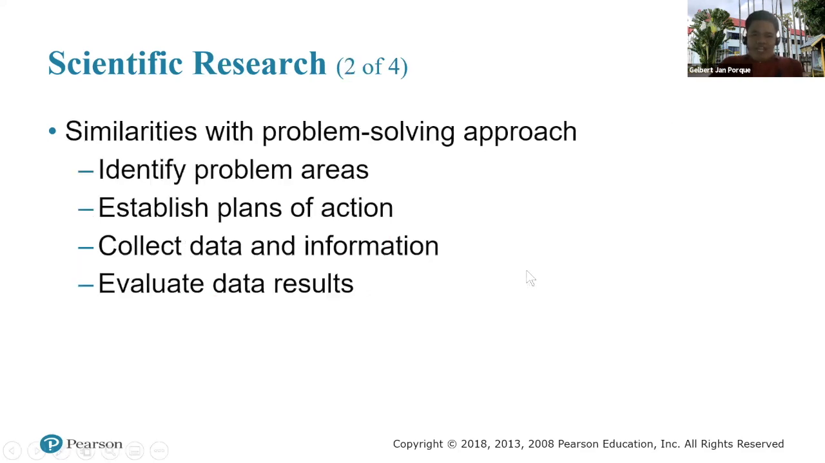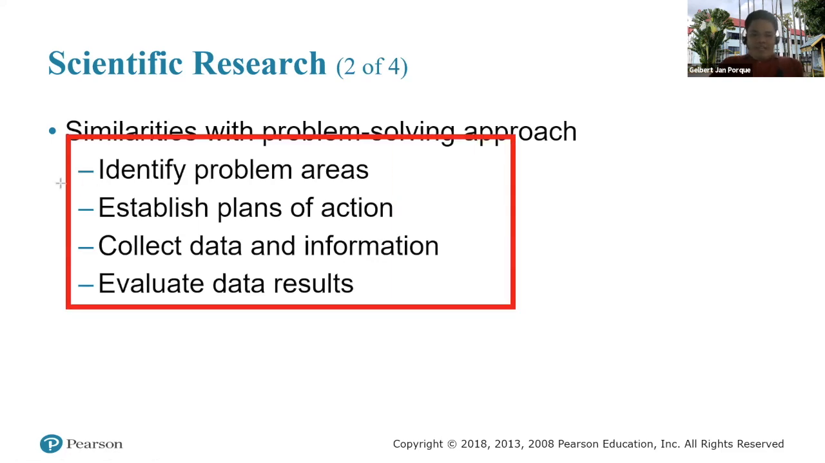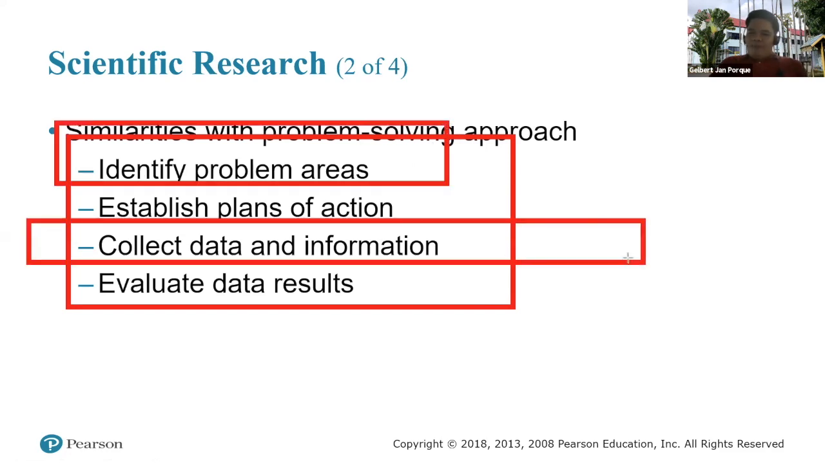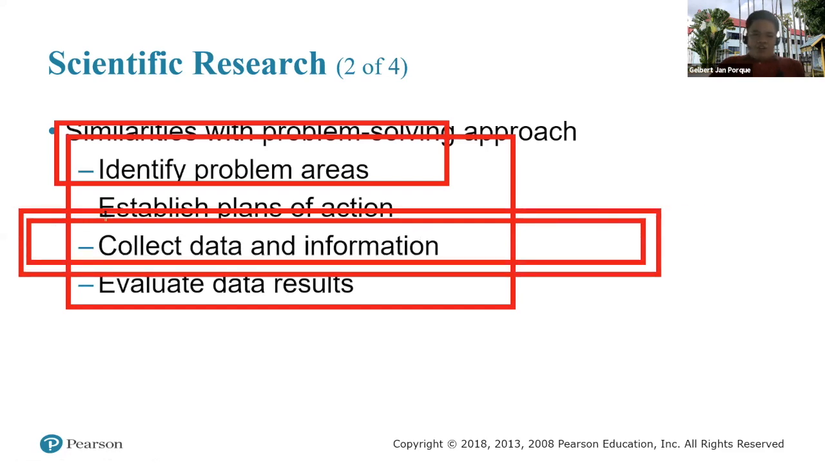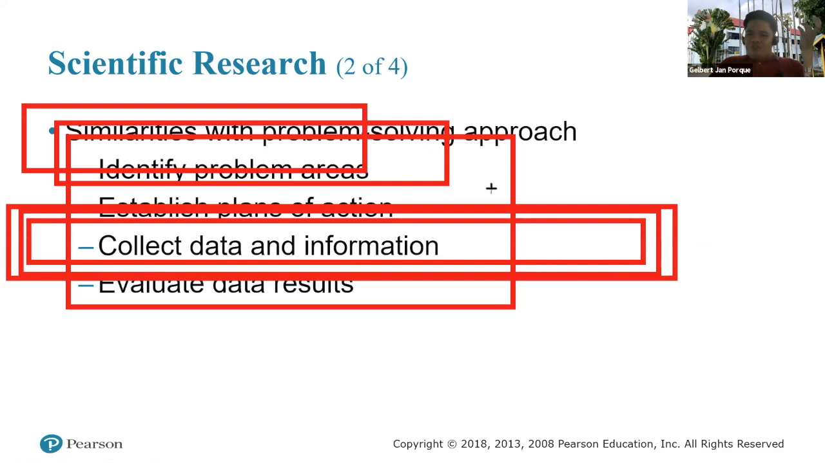Next, your scientific research is also similar to your problem-solving approach because we identify problem areas, we establish a plan of action, we collect data and information, and then evaluate data results. So what do you mean by this? It is not possible for you to just collect data. For example, you say, I will go to the field and collect data on the mortality of children, or on their breastfeeding problems. You could not just collect the data without identification of the problem.